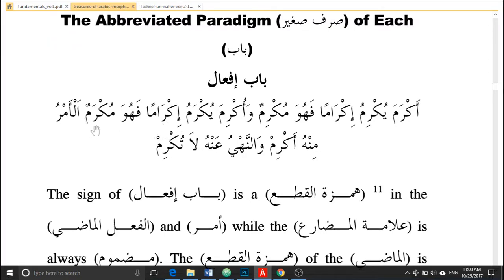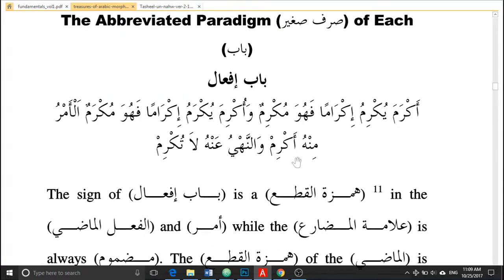Fahuwa mukramun, and this is maf'ul. If you know the difference between the fa'il and the maf'ul in thulathi mazid fih, the fa'il and maf'ul are almost the same, but there's one difference. The fa'il has kasra and the maf'ul has fatha. This you have to remember. The fa'il has kasra, mukrimun, and the maf'ul has fatha, mukramun.